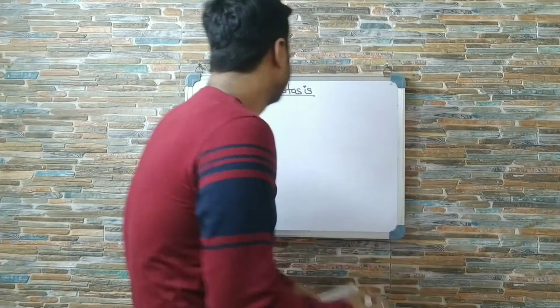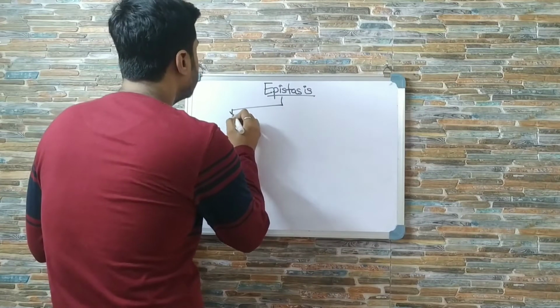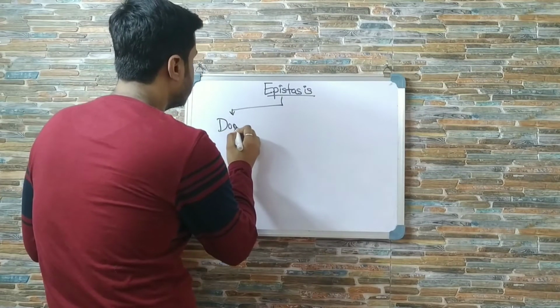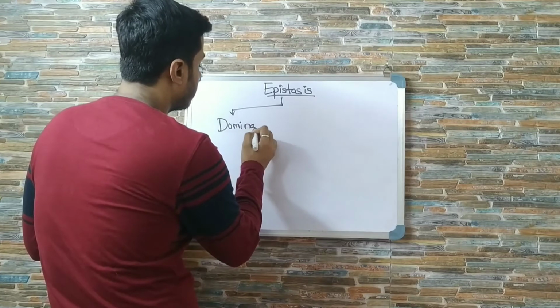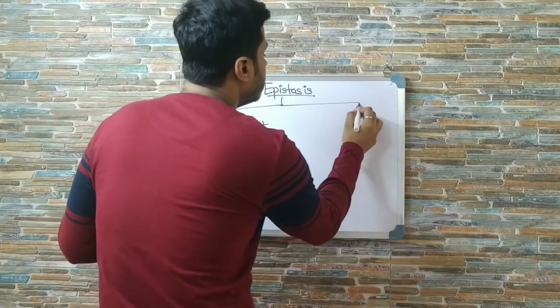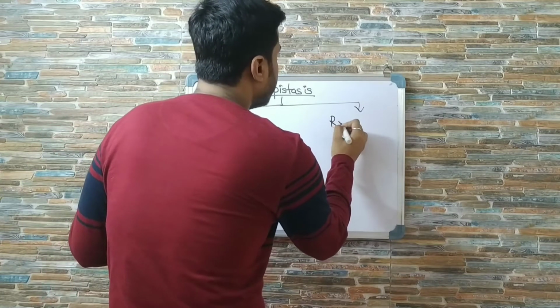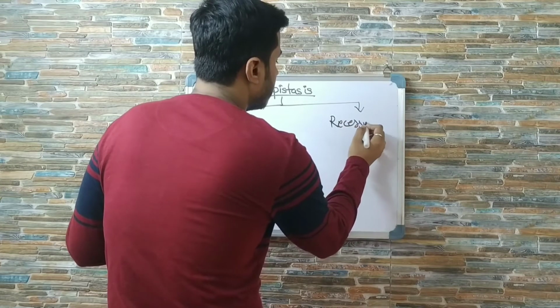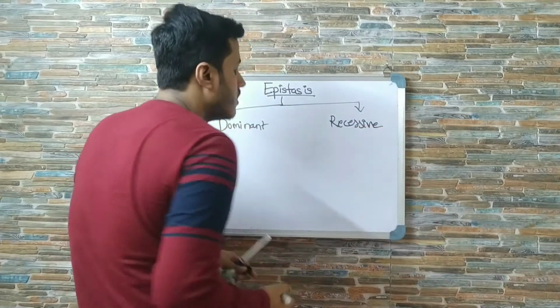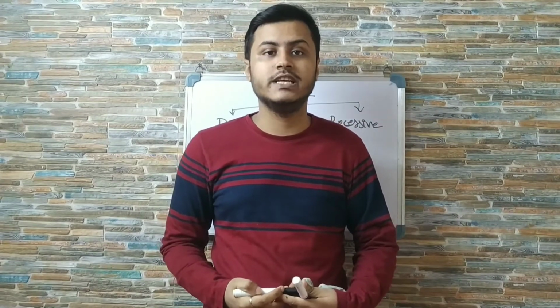Now, epistasis is of two types. First is dominant epistasis, and the other is recessive epistasis. Now, we'll look into each of them separately.